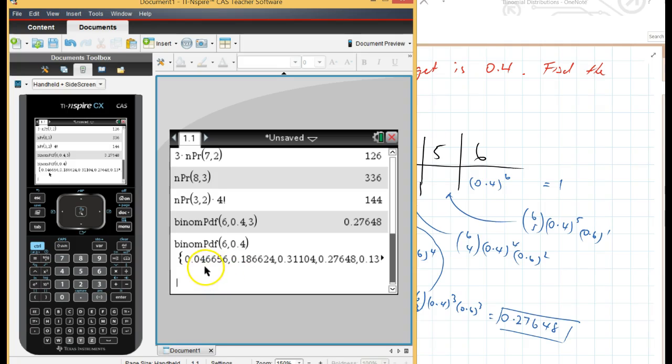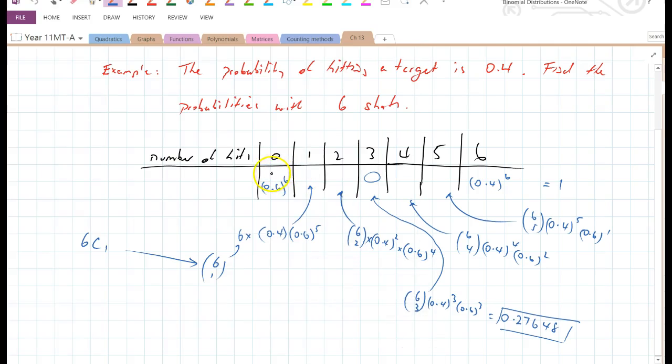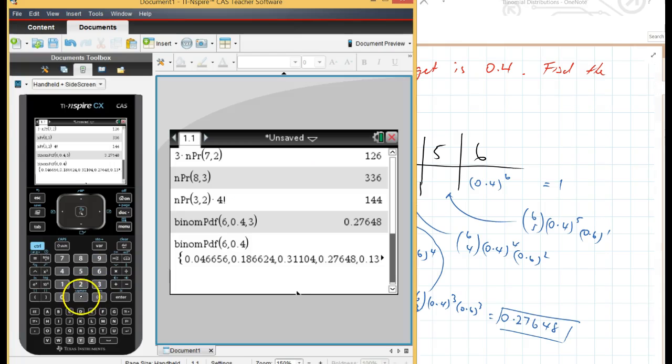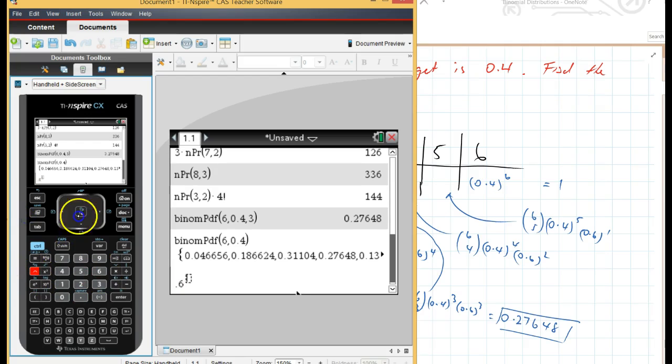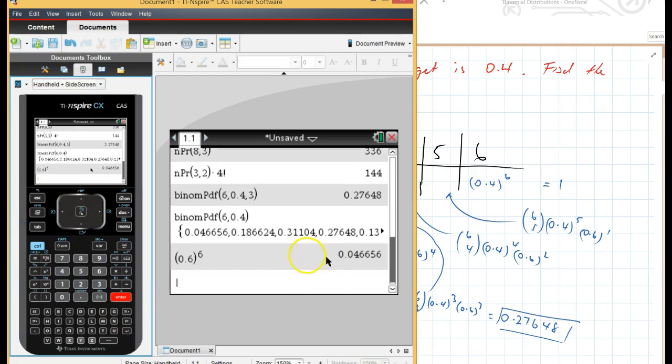Look at that, 0.047. If I wanted to round it, that's in here, 0.047. That's 0.6 to the power of 6, and you could find that out by putting that into your calculator just to make sure this thing's doing the right thing. 0.6 to the power of 6. Hit enter. Look at that, it's the same number. Love it. 0.187 goes in the next slot.